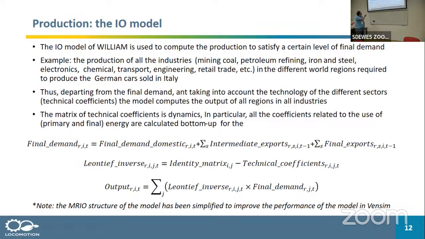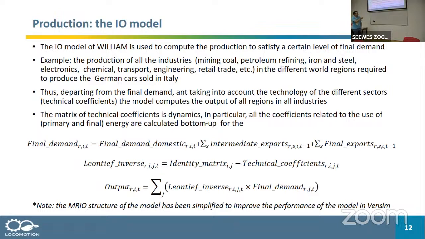So we start for each region, for instance, for Spain, and the sector cars, in a year, we calculate the final demand. And this is the sum of the domestic final demand, the intermediate exports, and the final exports. In the case of cars, you will have here manufacturing of cars and parts. You will have the final demand of cars. This is the sum of the cars that are sold in Spain, plus the intermediate export of car parts to Germany, plus the final exports of cars to Germany.